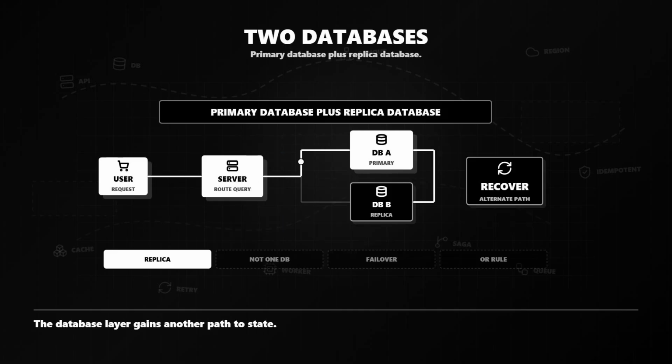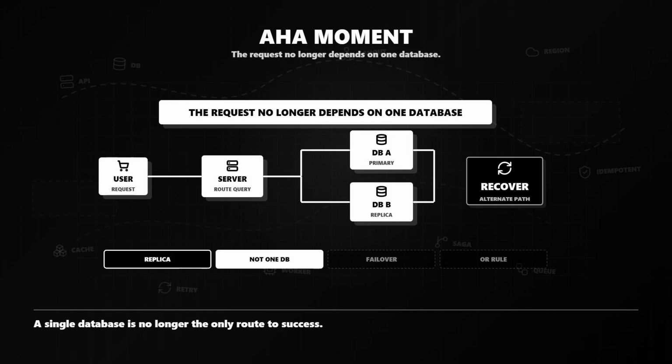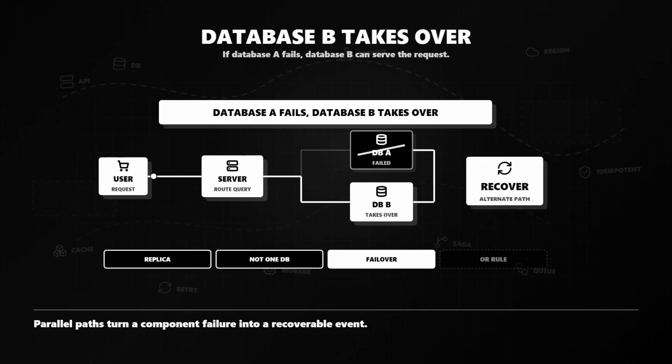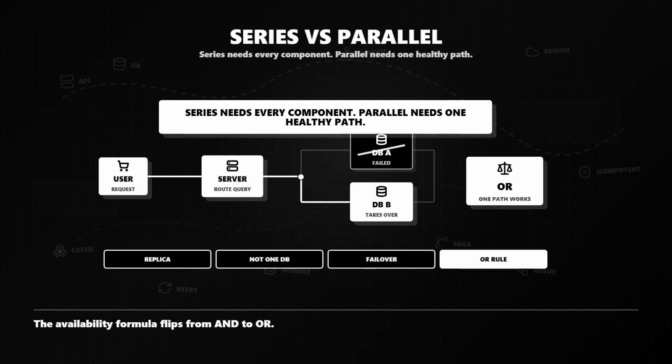Let's go back to our database layer for a second. Instead of just one database, let's say FoodDash now has 2, a primary database and a replica database. This is the real aha moment. A customer's request no longer depends on one specific database. Instead, we've created multiple paths to success. If database A fails, no big deal. Database B can just take over, and the system keeps right on humming. In a series system, remember, every component must work. But in a parallel system, you only need one healthy path.